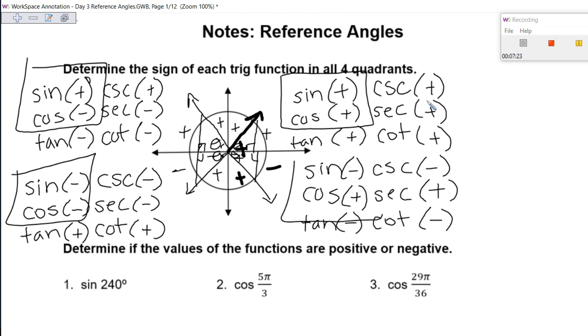Now just to recap, let's make this a little bit more streamlined. So let's put S for sine, C for cosine in all 4 quadrants.